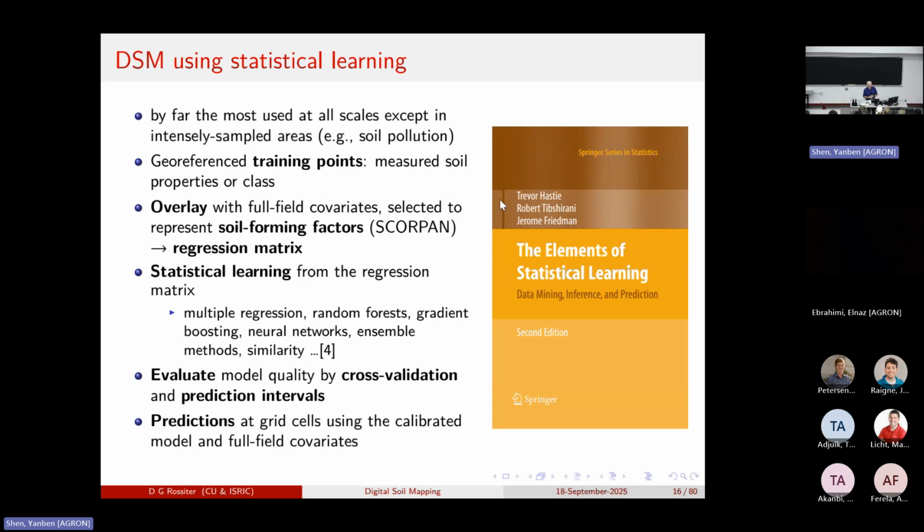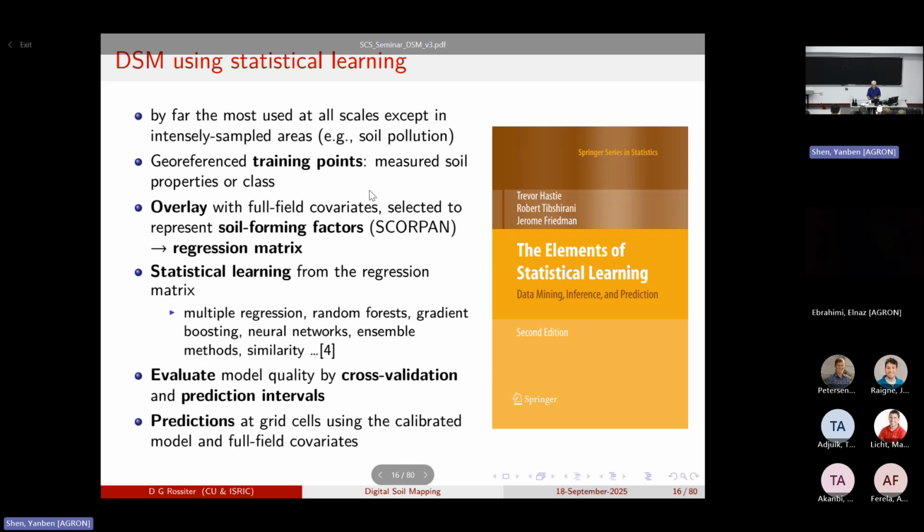This is the statistical learning book, the Bible of statistical learning. If you don't know this book and you're into statistical learning, I highly recommend it. There's also an online course taught at UCLA of a simpler version of this. It's a free online course.